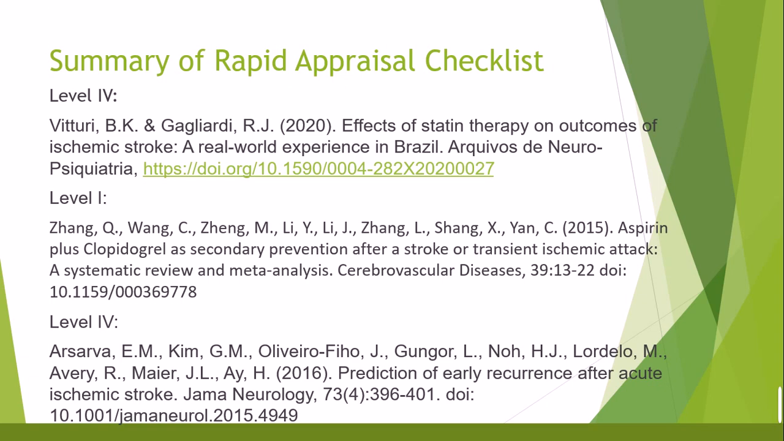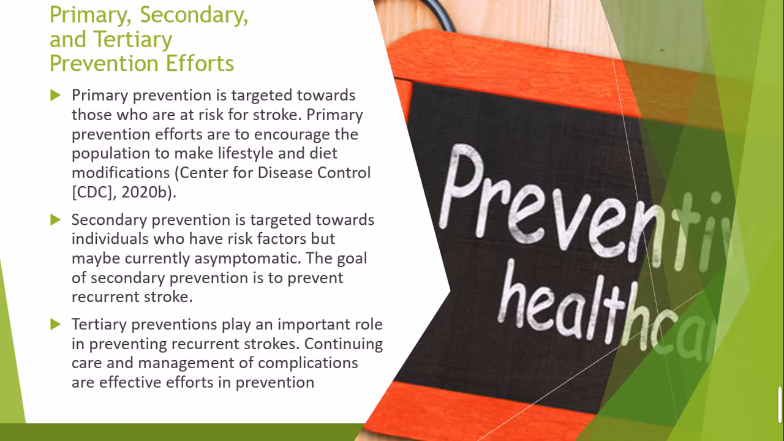There are primary, secondary, and tertiary prevention efforts. Primary prevention is targeted towards those who are at risk for stroke. Primary prevention efforts are to encourage the population to make lifestyle and diet modifications.